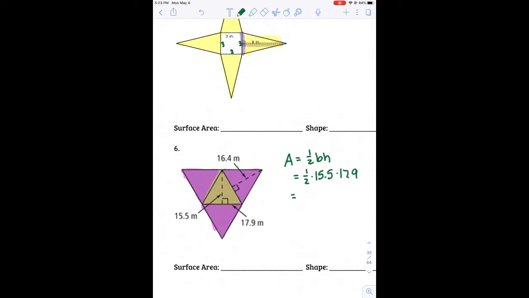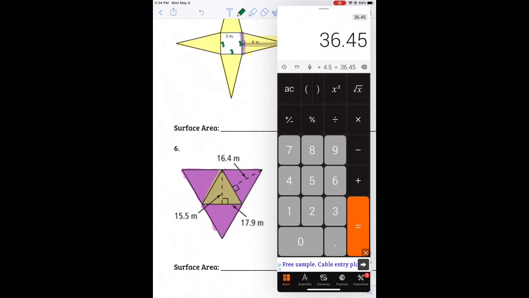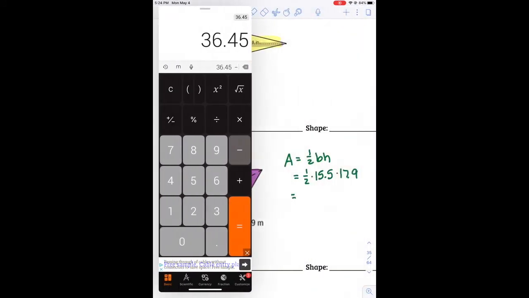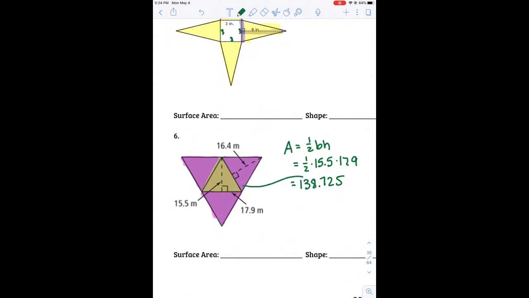Can you pause the video and type that into your calculator and see what you get? So when I'm typing that into my calculator, instead of 1/2, I'm going to type 0.5 times 15.5 times 17.9, and I got 138.725. So that's what the orange shape is equal to. All right. And I might just draw an arrow in there because it's going to be hard to write that number in there. Now my purples.